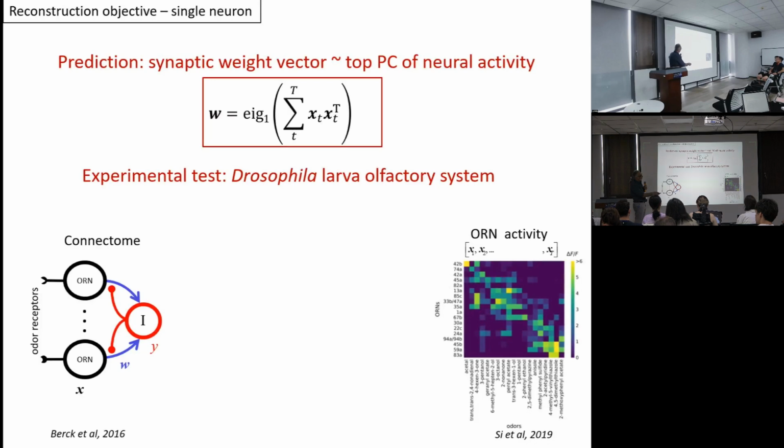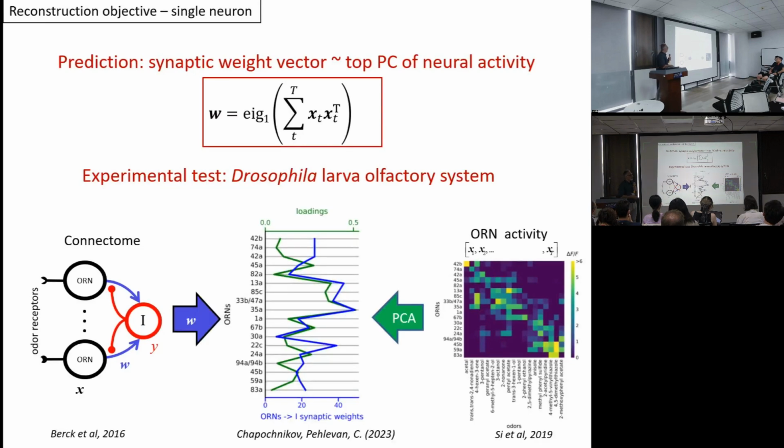But now we have this data of all the neurons responding to all the odors. And this is just like having those vectors X, right? So different index T corresponds to different odors, and different components of X are different ORNs. And so this is a matrix of activity on which we can compute the principal component analysis. We computed this principal component analysis and compared it to the synaptic weight vector from those neurons to the interneuron.